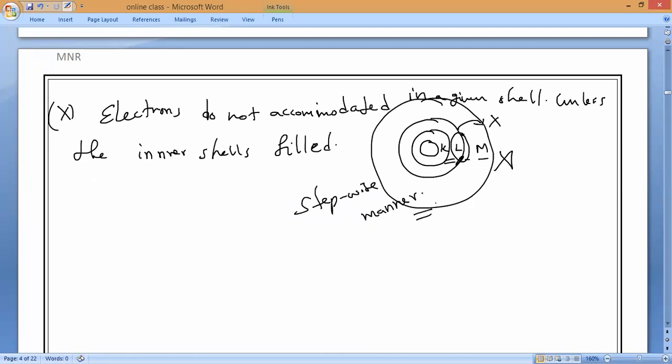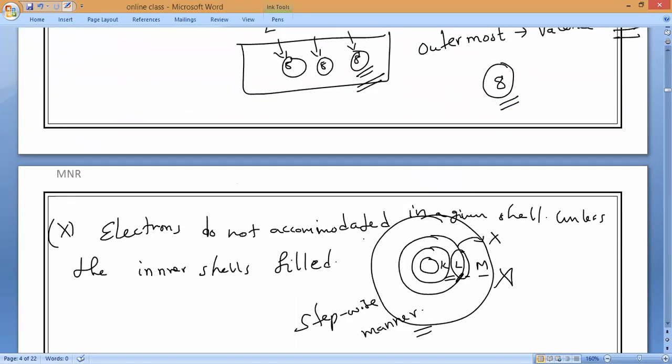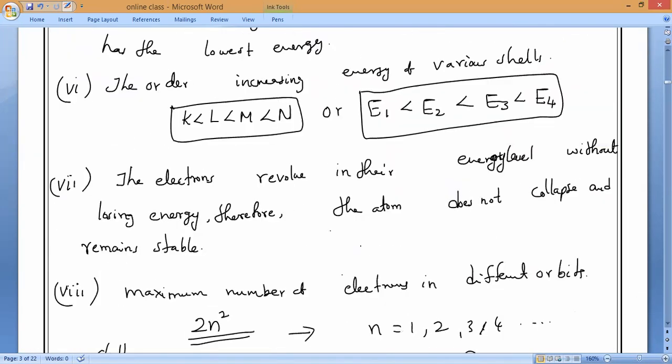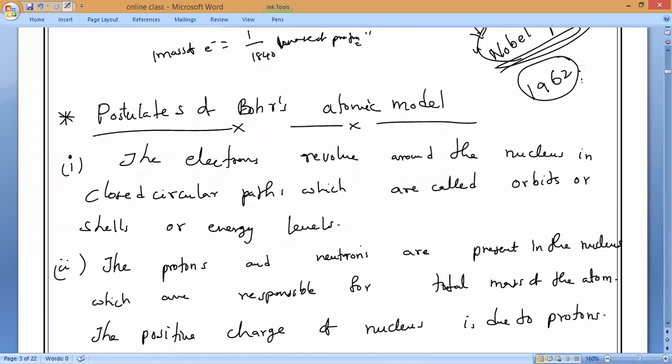But it is applicable only up to 18 elements, meaning 1 to 18. Later the things will change. That we will also study, the half-filled principle, definitely in coming classes. Okay, so I will teach you. So these are the 10 points, which we can say are the postulates of Bohr's atomic model.